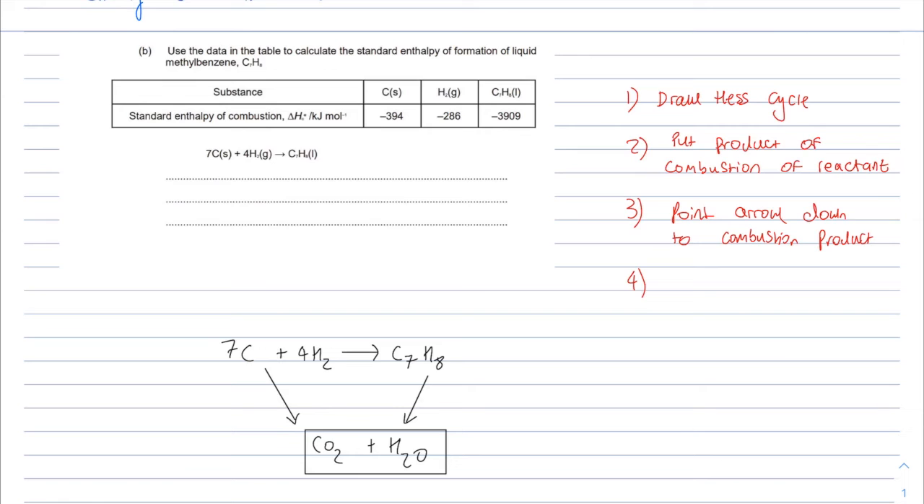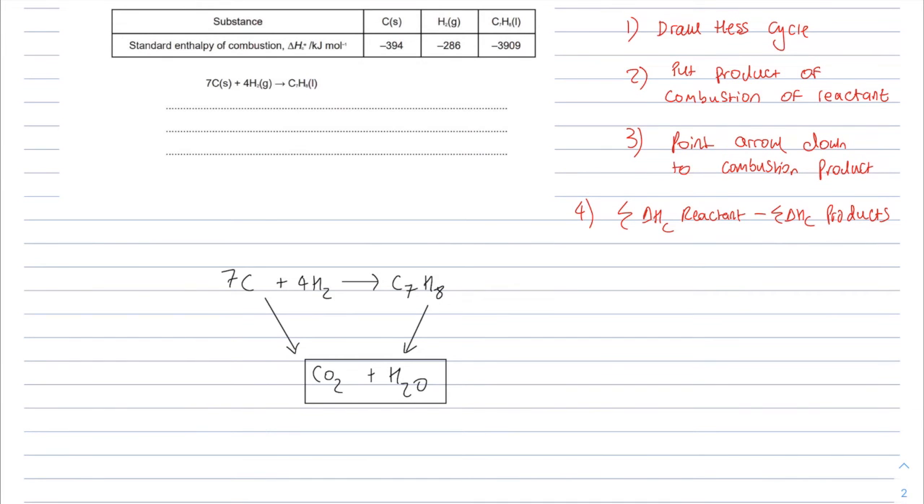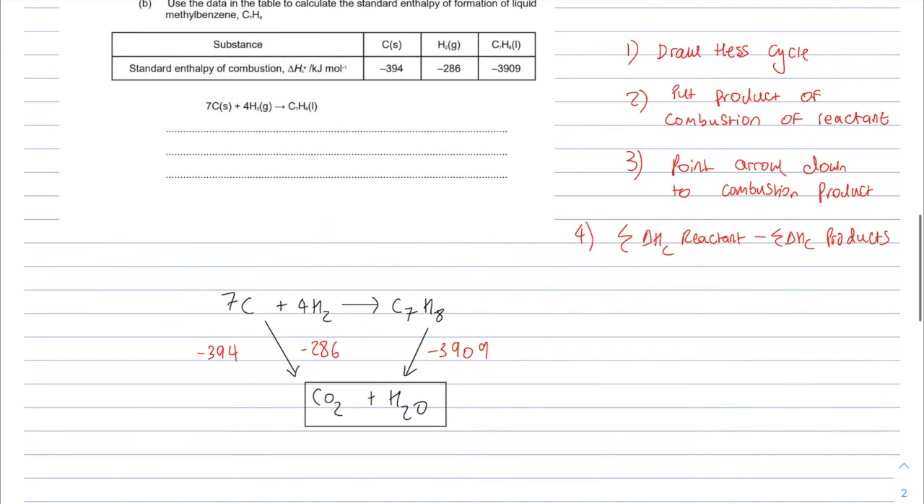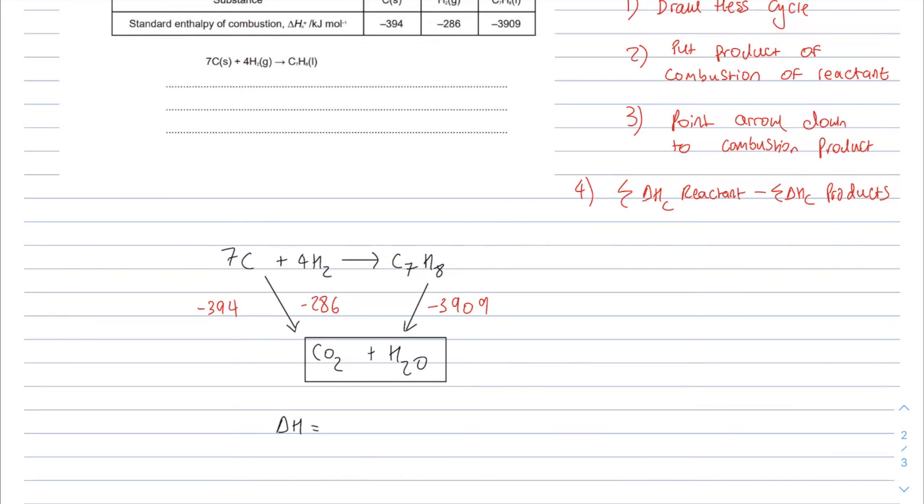And we don't use sum of products, take away sum of reactants. We use the sum of the enthalpy of combustion of reactants minus sum of enthalpy of combustion of products. So putting in our values, carbon has an enthalpy of combustion of minus 394, hydrogen minus 286, and methylbenzene minus 3909. And the delta H can be calculated now using the sum of the reactants take away the sum of the products, taking into account the stoichiometric ratios.